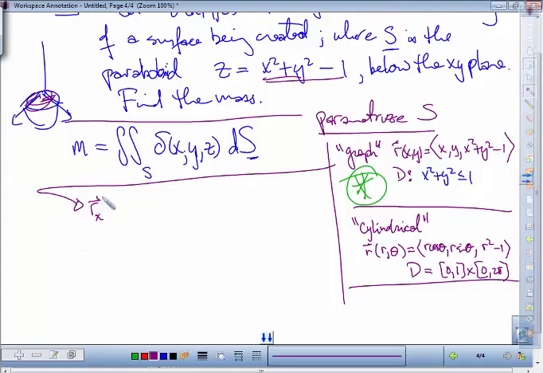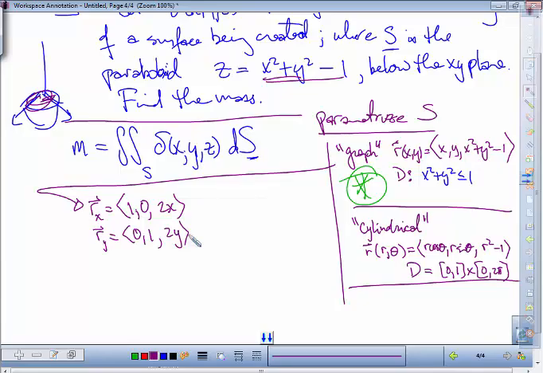So r sub x, the derivative of the parameterization with respect to x. So derivative of x is 1, derivative of y is 0. Nice, right? From the beginning. And now the derivative of this is just whatever it is, 2x. So now let's take the derivative of the parameterization with respect to y. 0, 1, and then derivative of this is 2y.